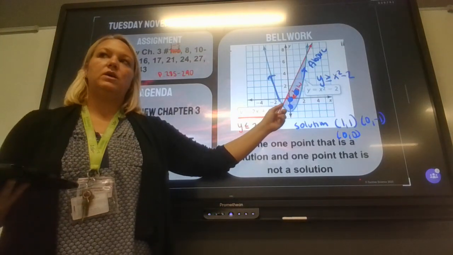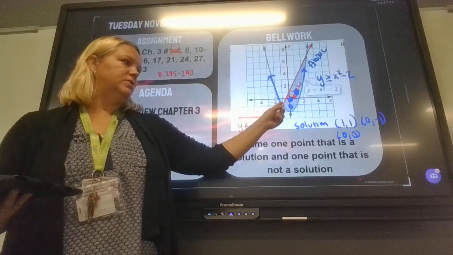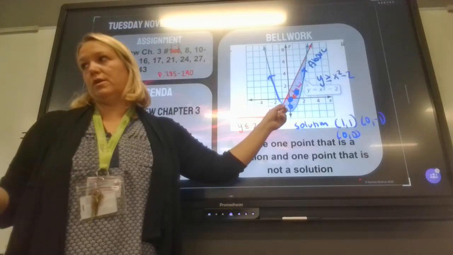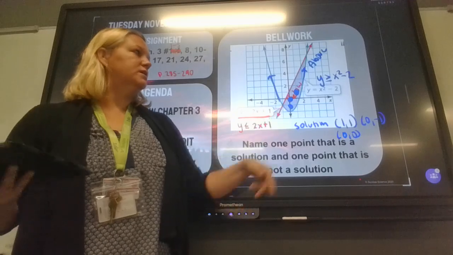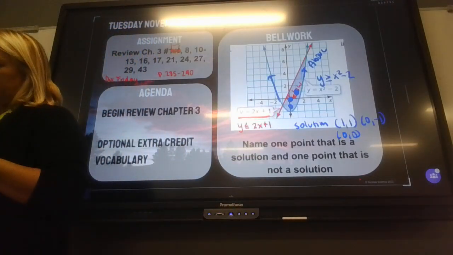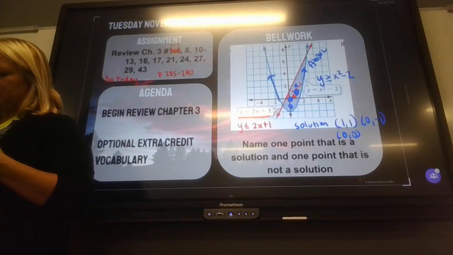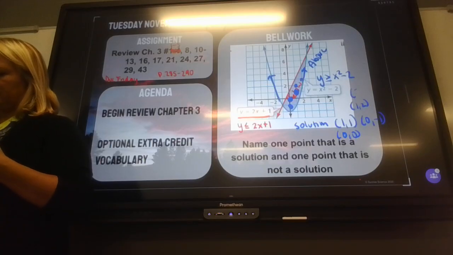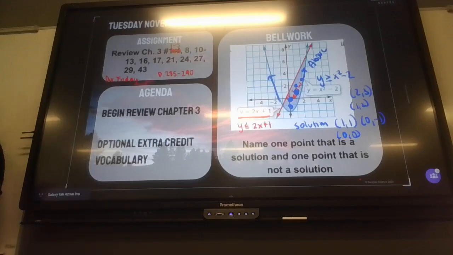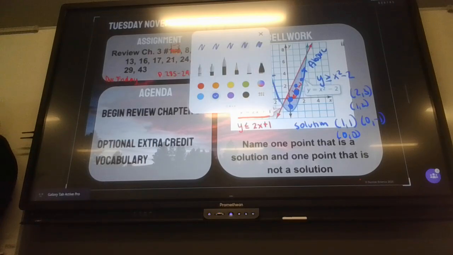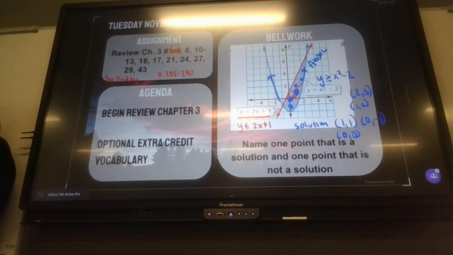Now, since neither one are dashed, I would take it. But if either one of these were dashed, it wouldn't work. So never pick a point on the dashed. If it's on the solid, it's fine. We could also pick 1, 2. Looks like 2, 3 is in that shading. So anything in the shading is a solution. Anything outside of the shading is not a solution.